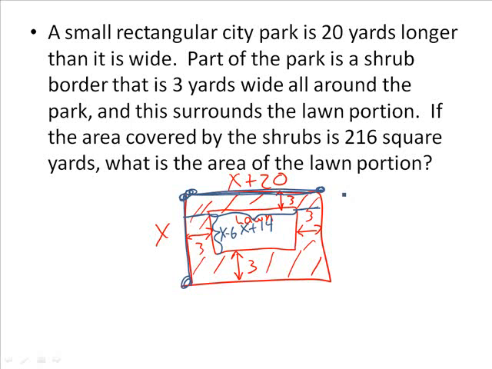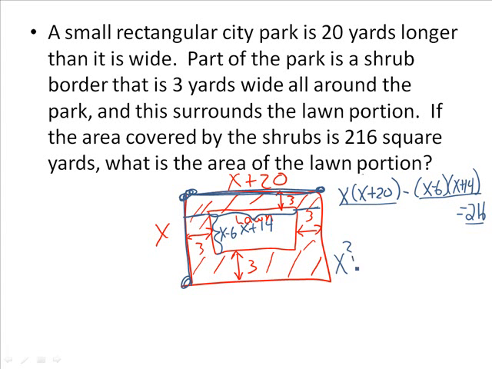And we're going to do something very similar. Here's the whole park, x by x plus 20. If we subtract the lawn out of the middle, then that result for the shrubs should be 216. So the whole thing minus the lawn should be the area covered by the shrubs. As we start working that out and distributing, x squared plus 20x. I'm going to give you a piece of advice. Anytime you have this situation where you're subtracting, put some brackets around there so that you know that everything's going to get subtracted when you're done.